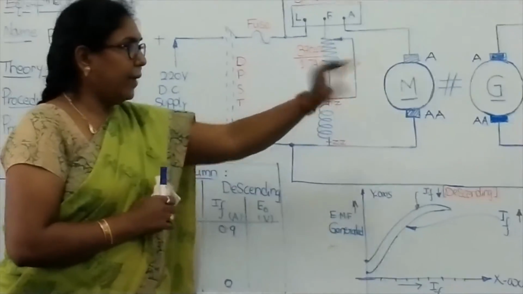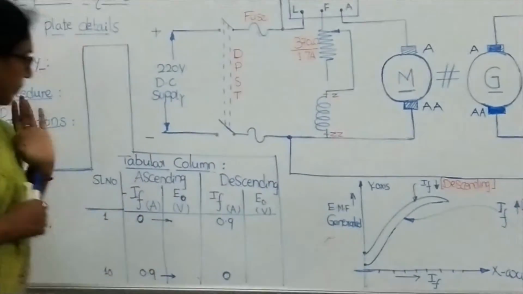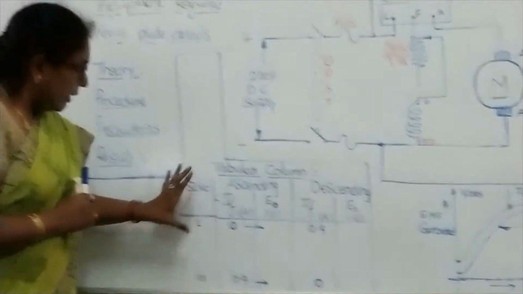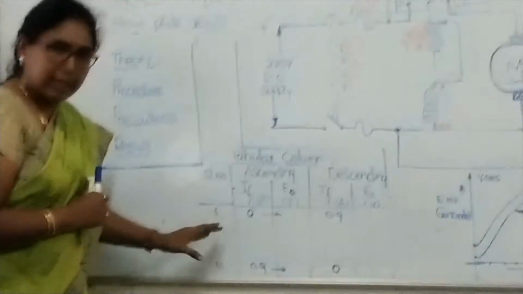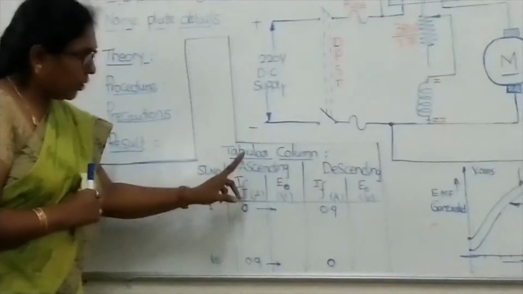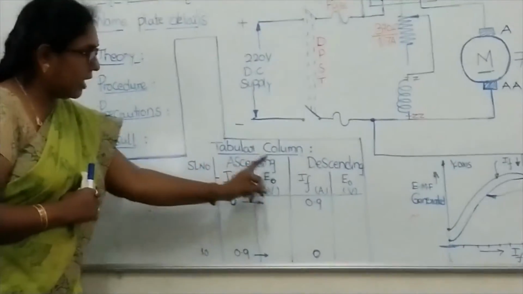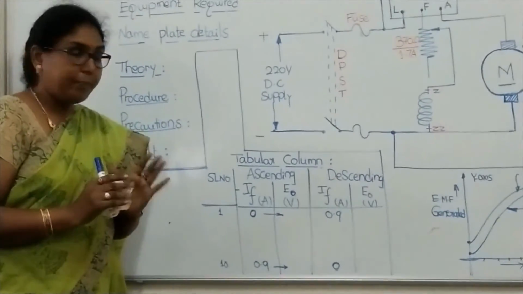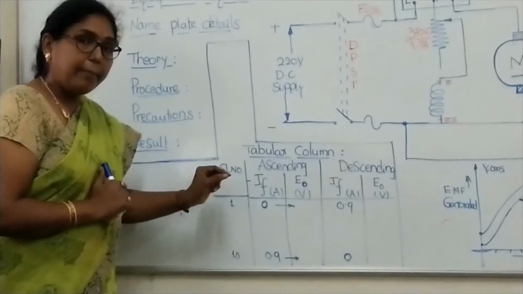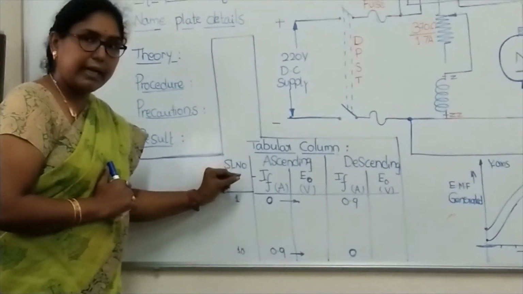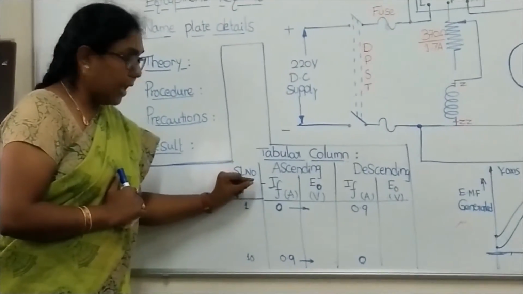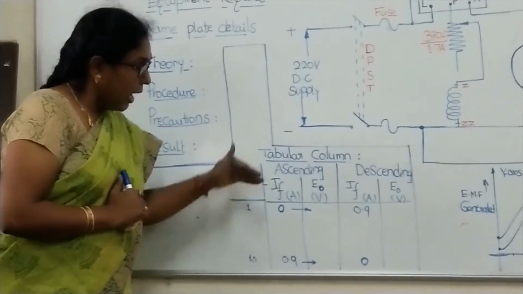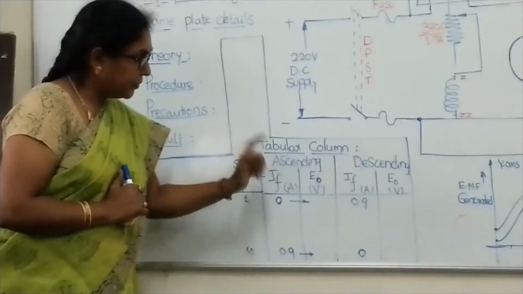Now, for that, I would like to explain the tabular form we have to draw. See here, this is a tabular column with a serial number, and there are two columns I kept here: one is ascending order and the other is descending order. What do we mean by ascending and descending order? In ascending order, I am gradually increasing the field current of the generator, so that I can observe how the output voltage is changing.